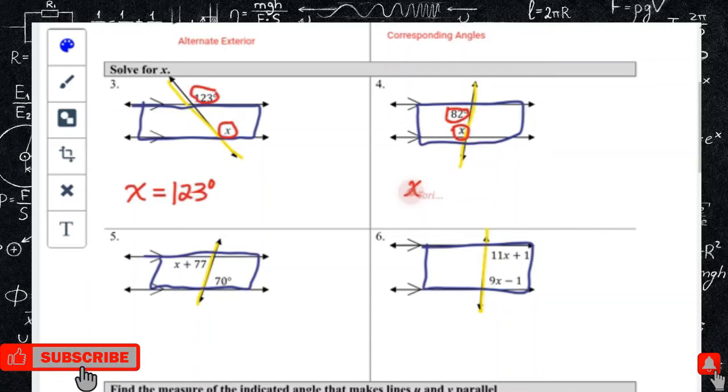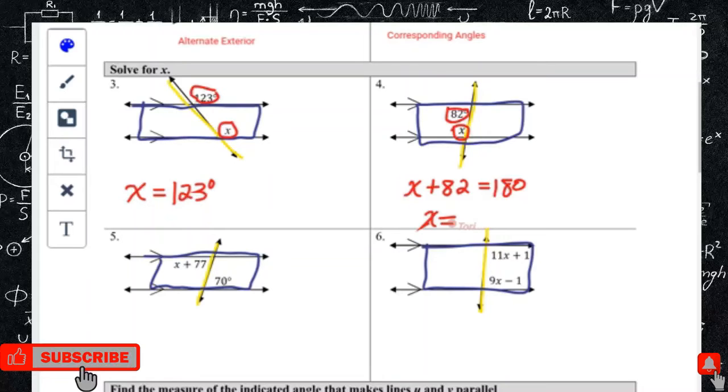So x plus 82 equals 180. And this time we need to solve this for x. So we'll simply subtract 82 from both sides.